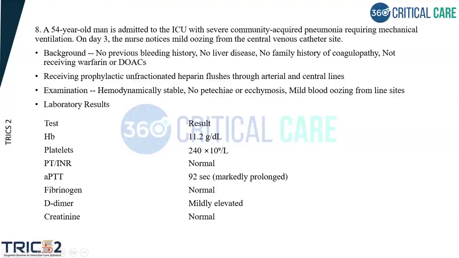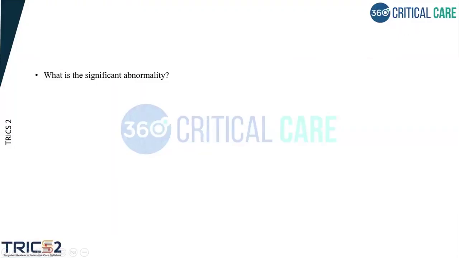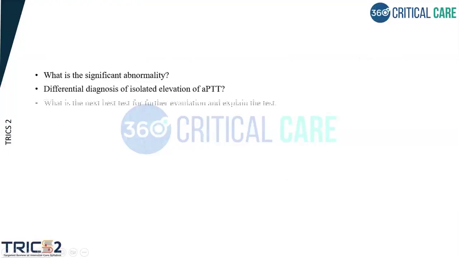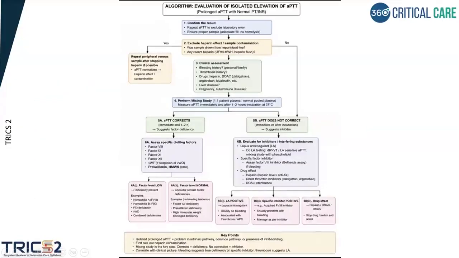On examination, he was hemodynamically stable. But when you come to the results, almost all of it is normal, except your APTT, which is markedly prolonged. It is around 92 seconds, and your D dimers are mildly elevated. So this is a case of isolated elevation of APTT. So you should know how to evaluate if a patient with isolated elevation of APTT comes to you.